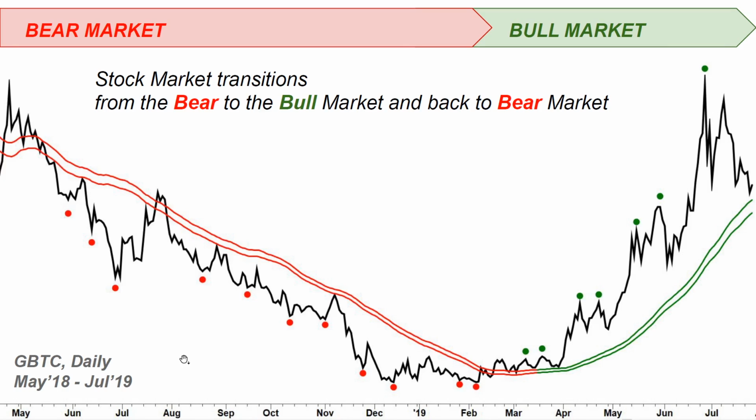Here you can see the actual chart of GBTC, a fund which invests in Bitcoin. And here you can clearly identify two different phases or two different conditions of the market. The first one, we see that price kept dropping down, and you see those red dots. This is where price made lower lows. No doubt that was the bear market.